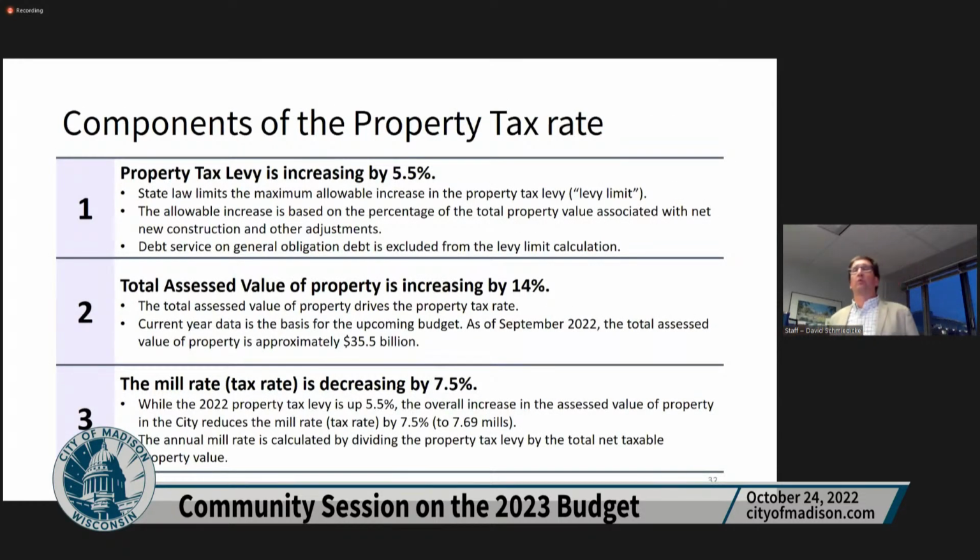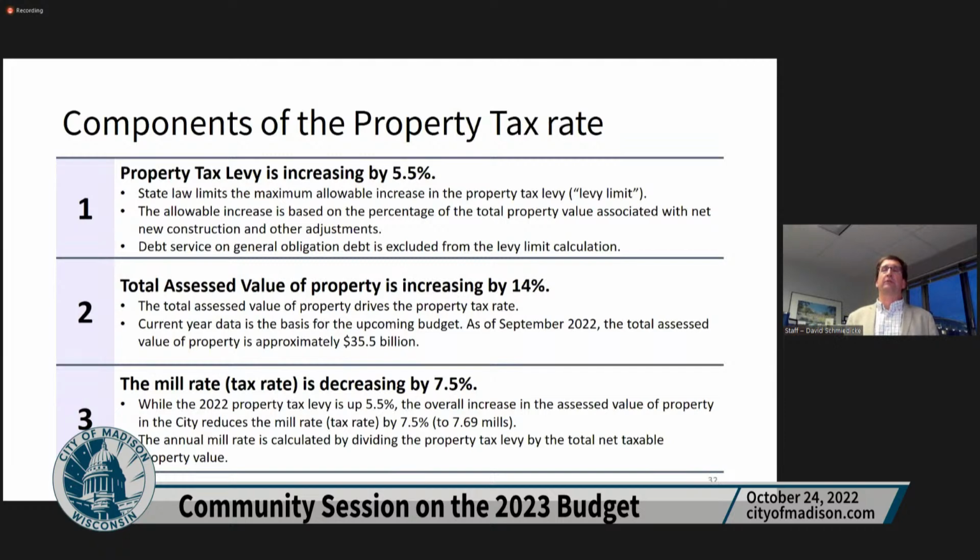When we put together the budget, one piece of that is setting what the property tax levy amount is going to be, and then translating that into an impact on each property that pays taxes around the city is the process here, and calculating the tax rate. So first of all, the property tax is increasing under the executive budget by about 5.5%. And as we mentioned earlier, that's within the maximum amount allowed under state law.